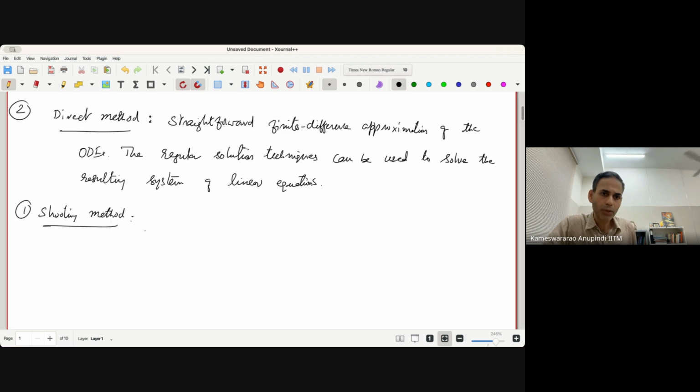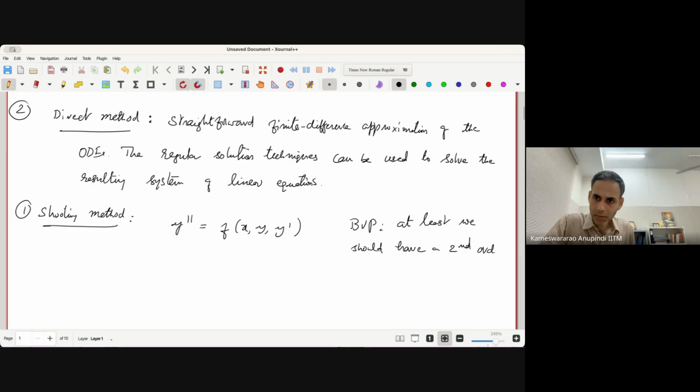Okay, so what do we do in the shooting method? Let me again take this example that we have, y double prime equals some function of x comma y prime. Then we realize that for a boundary value problem, we should have at least a second order ODE. Otherwise, if we have just one, you cannot distinguish between a boundary value problem and an initial value problem.